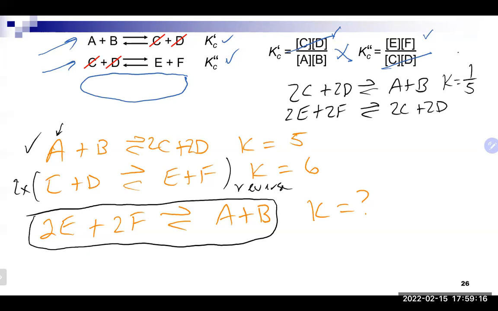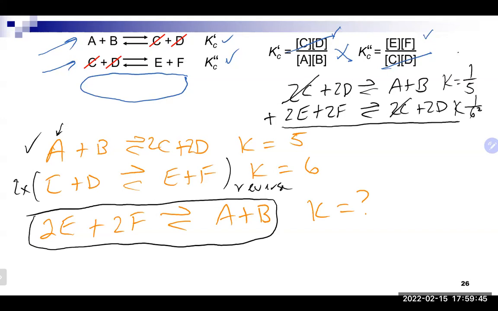Now we have to keep track of what we did there. We reversed it, which means the K would be 1 over the 6. But we also multiplied it by 2, which means we also need to square the 6 as well. Because we multiplied it by 2, if we add this together correctly, everything on the left-hand side and right-hand side that are the same can cancel out or reduce down.